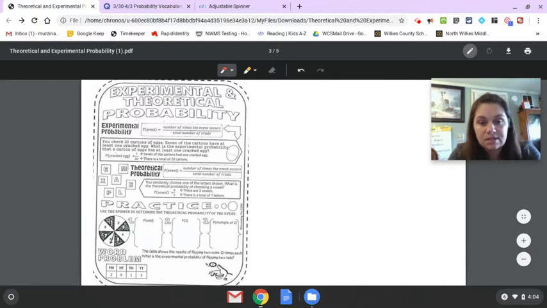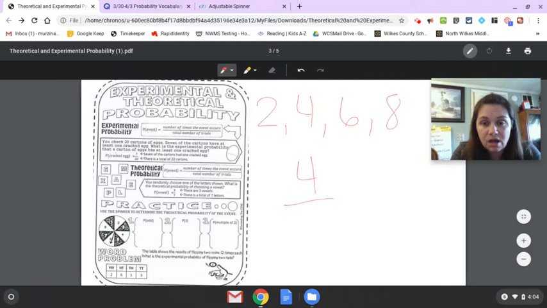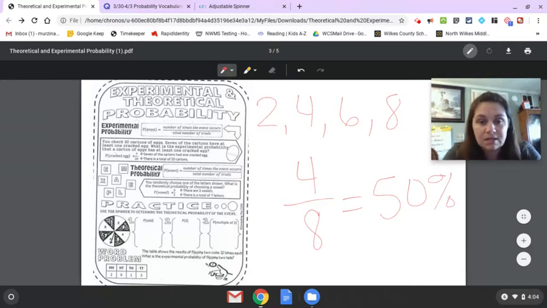And then the last one here asks, what is the probability you're going to spin a number that is a multiple of 2? Well, we know that the multiples of 2 are 2, 4, 6, and 8. Those are also all of the even numbers on the spinner, so it's pretty much the same as the odd numbers. There are 4 numbers out of the 8. So there's a 50% chance that you will spin a number that is a multiple of 2.